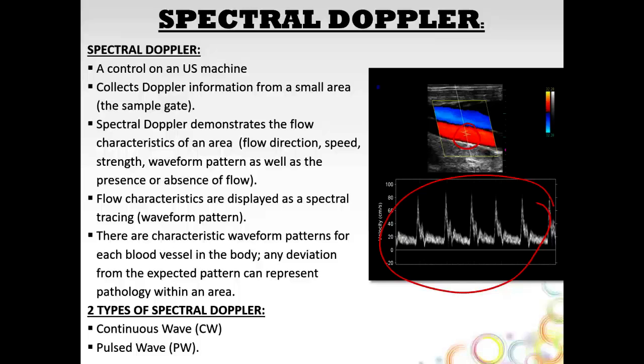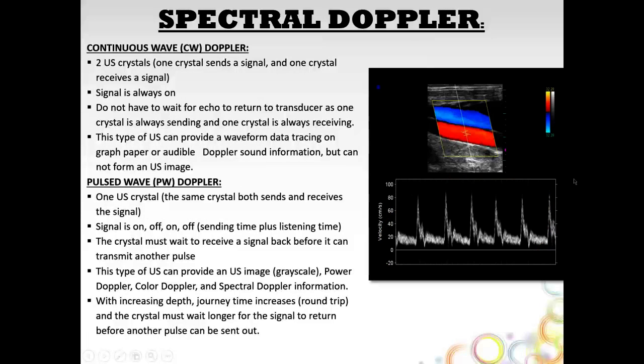There's two types of spectral Doppler. You can have continuous wave or pulsed wave. So these are the two types of spectral Doppler. We have continuous wave Doppler and pulsed wave Doppler. The best way to illustrate how these two types of Doppler work is by talking about the ultrasound crystals. An ultrasound transducer has many crystals, but we're just going to pay attention to one or two crystals within that row of many crystals just for illustration purposes.